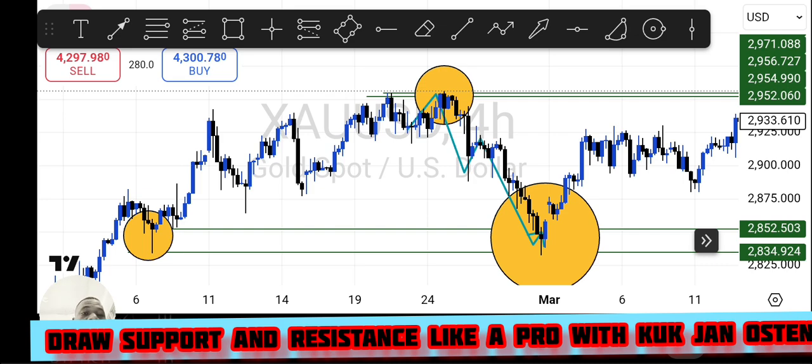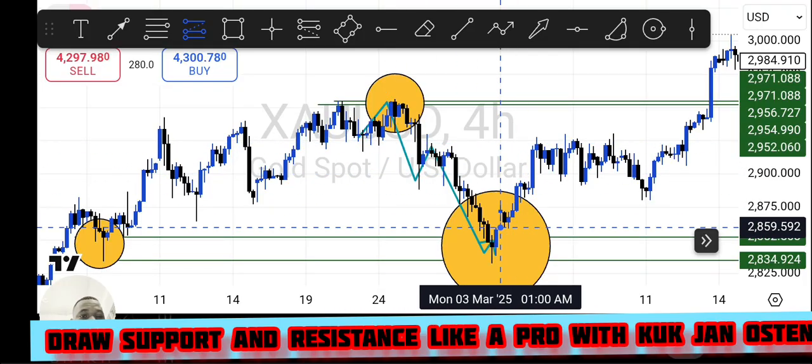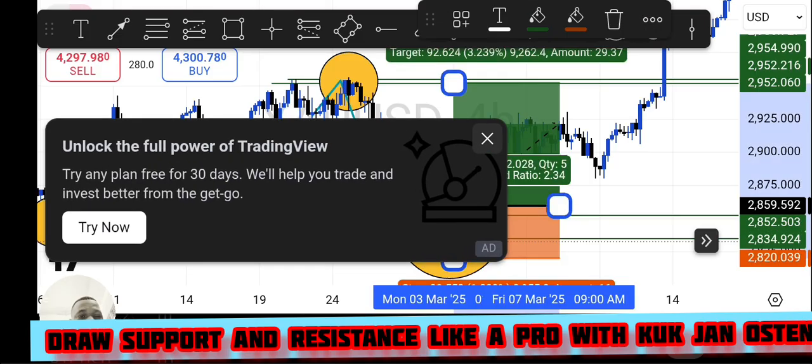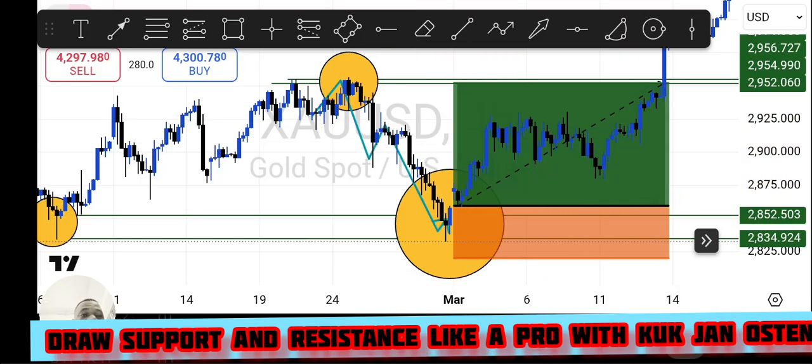All your entries, we shall be entering all our entries within the valid zone. You only wait for price to come back in that zone, then you catch all these big moves, and our target will be the nearby resistance. This is how we trade support and resistance, and this will be our target. Our target will always be the nearby resistance. You enter in the support zone, so your take profit will be in the nearby resistance zone. This is how we create support resistance.